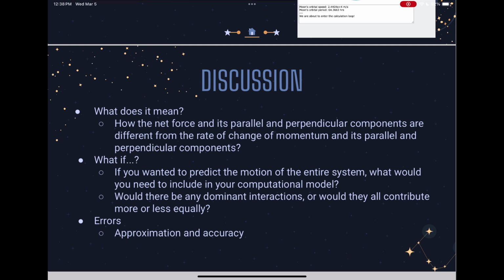So what if we wanted to predict the motion of the entire system? What would we need to include in our model? If we wanted the entire system, we would need the forces of the moon, the black hole, the planet, and the star. We would need all those forces, all those masses, all of it. And then what would be the dominant interactions, or would it all matter equally? The dominant interactions would be determined based on the force, and it really depends on the mass and the distance.